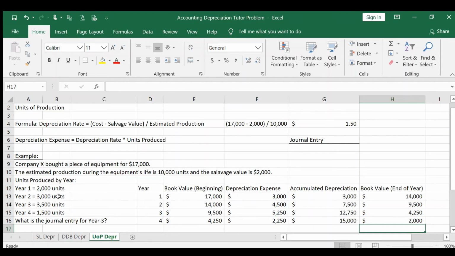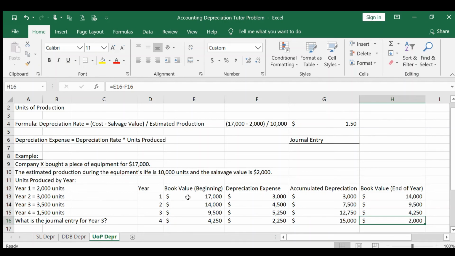We've used up 10,000 units. If you calculate 2,000 plus 3,000 plus 3,500 plus 1,500 is 10,000 units. So we've used up our piece of equipment because it only had 10,000 units of life. And so it makes sense that our book value at the end of year 4 is the same as our salvage value, which is $2,000.